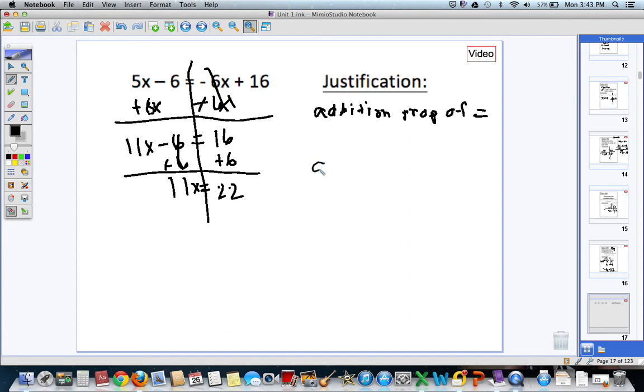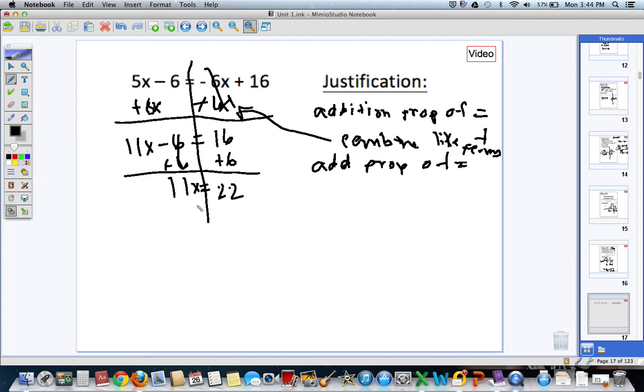This is also going to be the addition property of equality. If you wanted a step for this term, this is combining like terms. My handwriting is really bad on this. Terms. Oh, the T should be here. Okay, so now I have 11x equals 22.